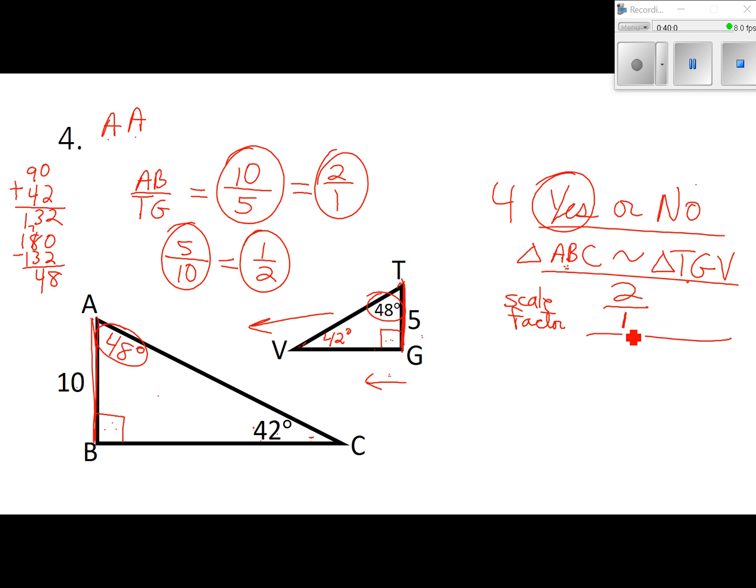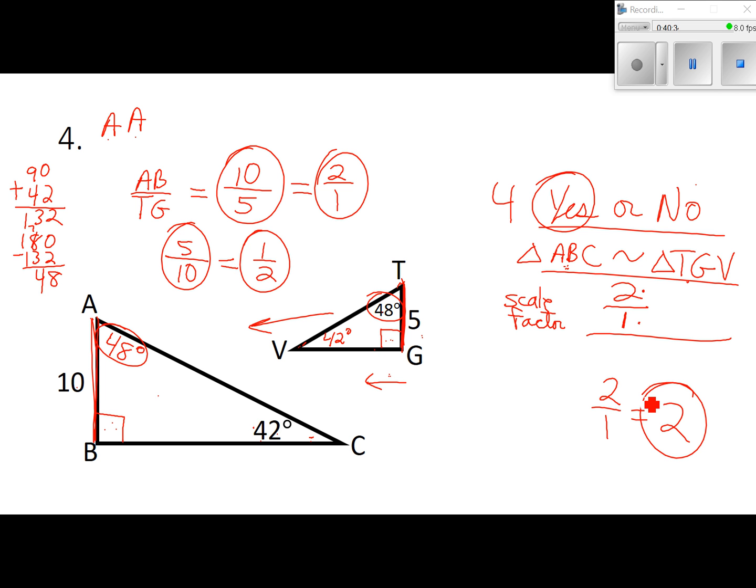And notice when I write scale factor, usually I leave it as a fraction because you want to know that there's 2 parts in the first triangle for every 1 part in the second triangle. You could write 2 over 1 just as 2, but when you're dealing with scale factor, you'd like to know how they match up. I would not mark it wrong if you just wrote down 2. That would be fine also.